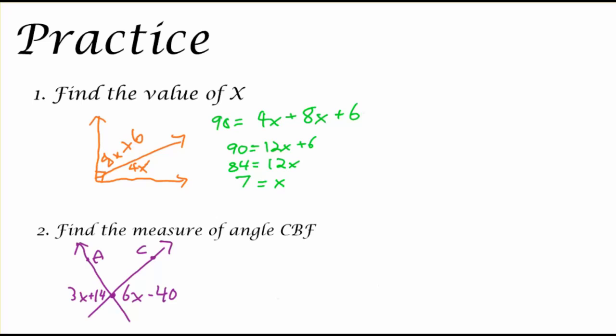Now if I take a look at another type of problem, in this question I have to find the measure of angle CBF. So let's say I'm working to find the measure of angle CBF. In order to do that, I first have to find x. And in that case, I'll go ahead and make sure that I can set 3x plus 14 equal to 6x minus 40, because those two expressions are representing angles that are congruent because they're vertical, as we discussed in the last segment. So by combining like terms, I bring the 3x to one side, the 40 to the other, and I get that 54 equals 3x, and that x equals 18.